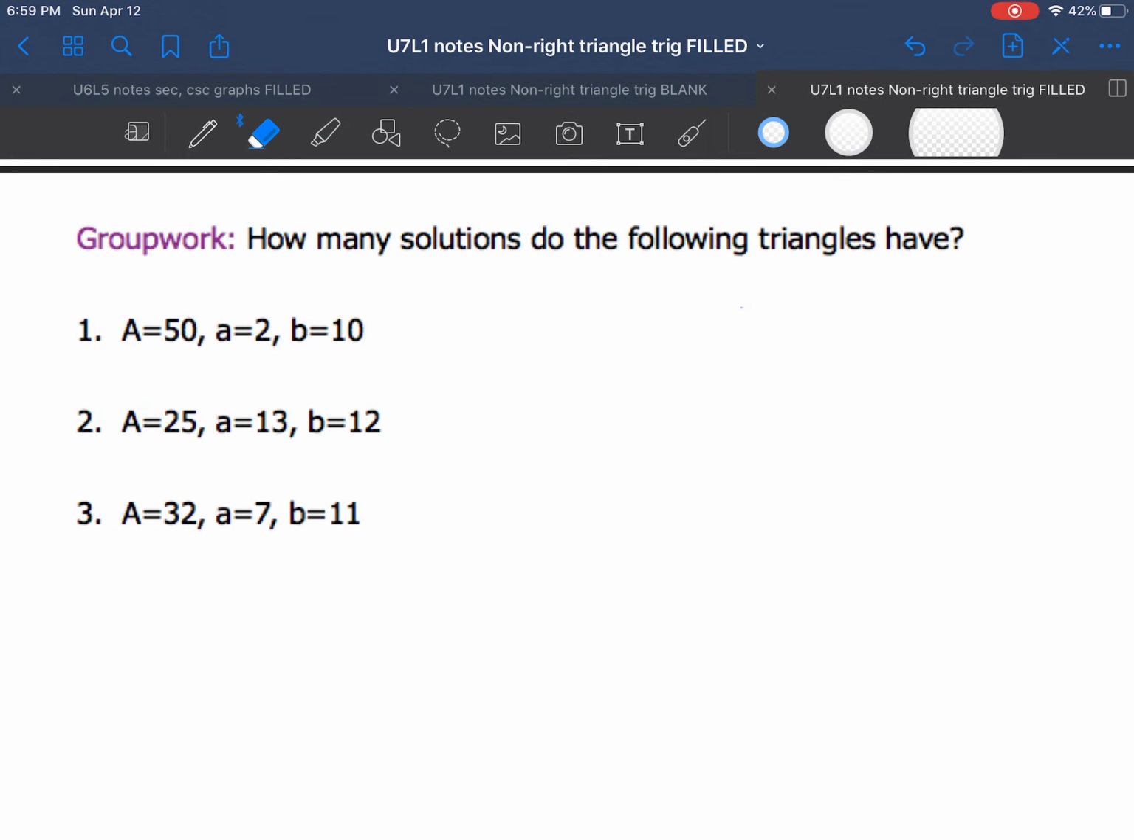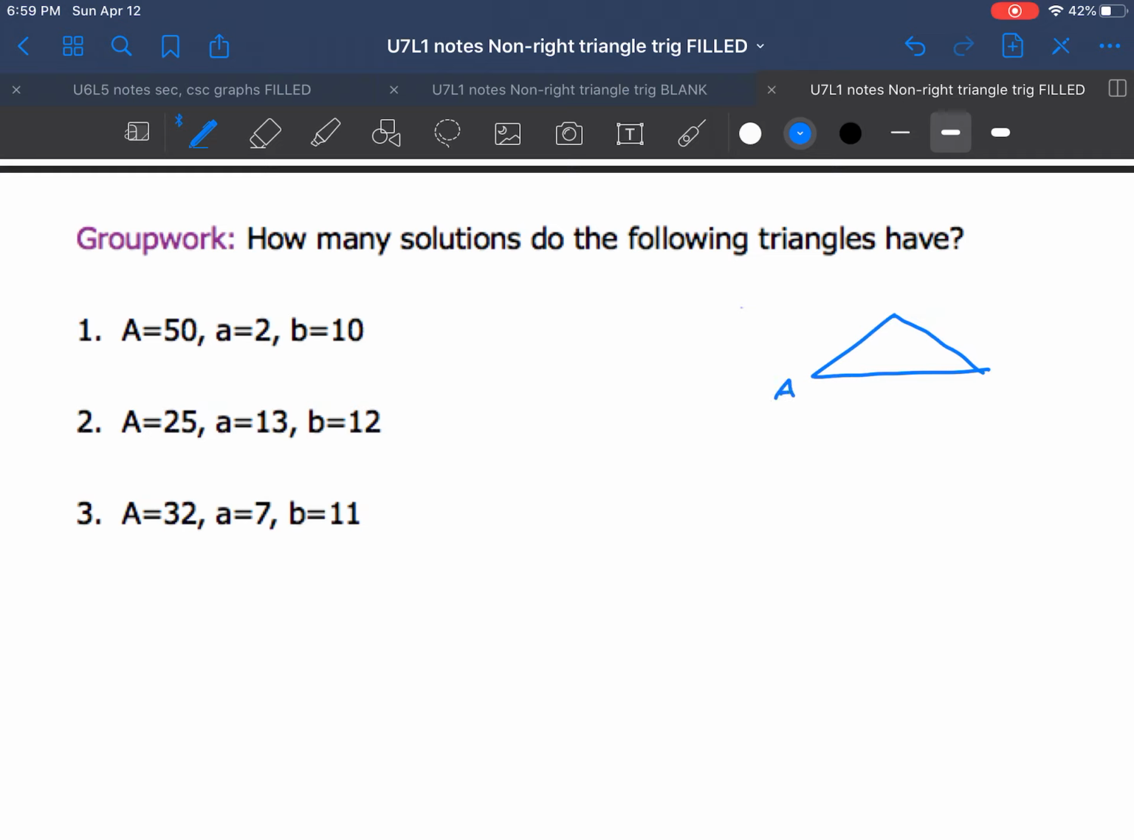Alright, so a common question with this stuff is not to solve the whole triangle out, but to figure out how many solutions the following triangles have. What this really means is how many possible triangles. So are there one, are there two, are there none? In order to figure that out, let's just draw, to start, a general triangle.